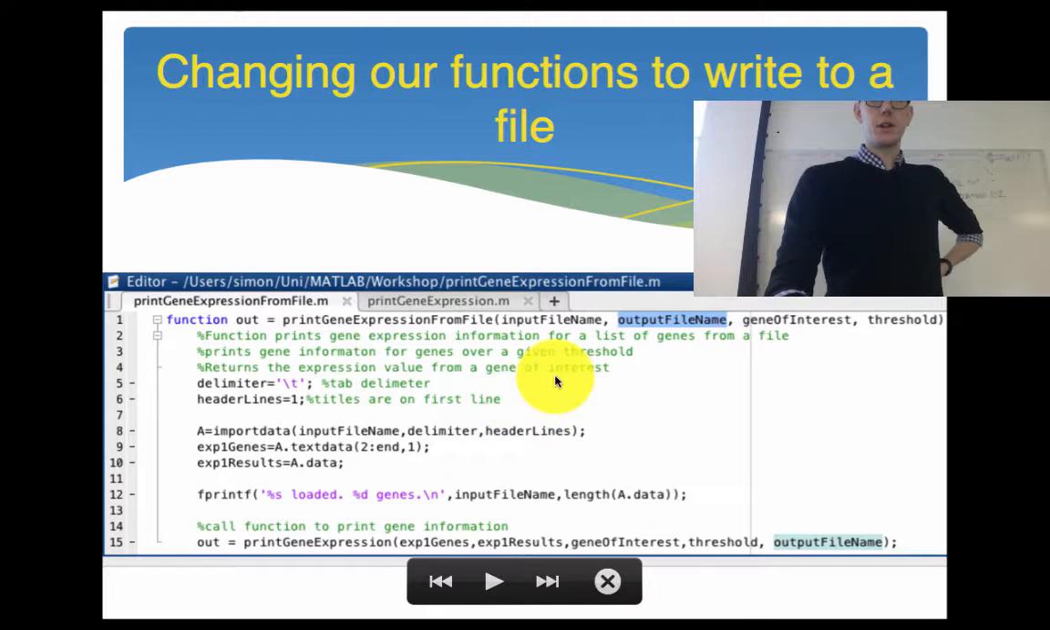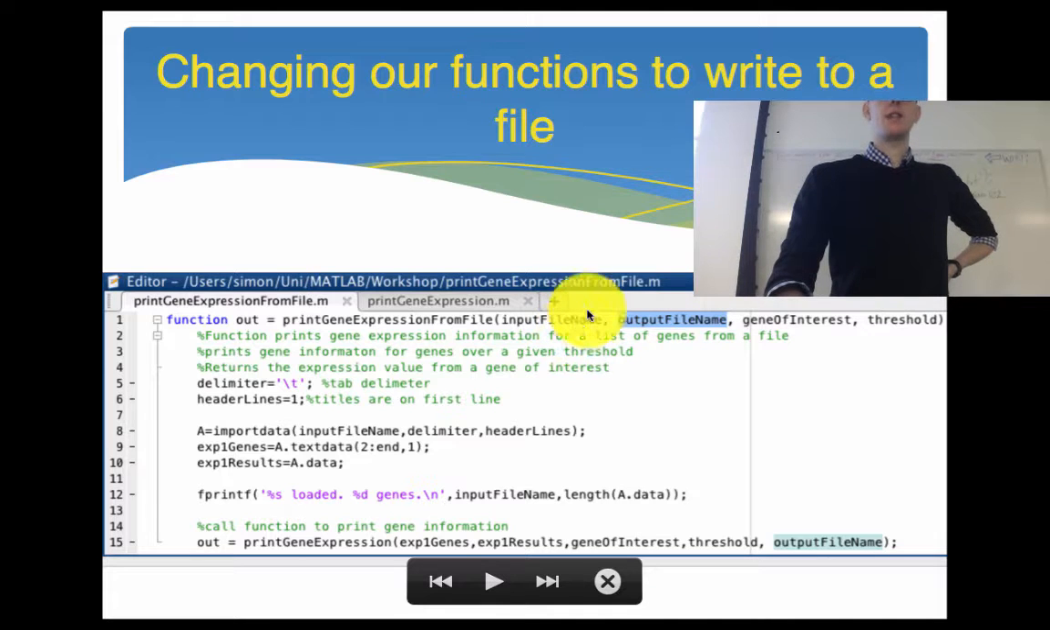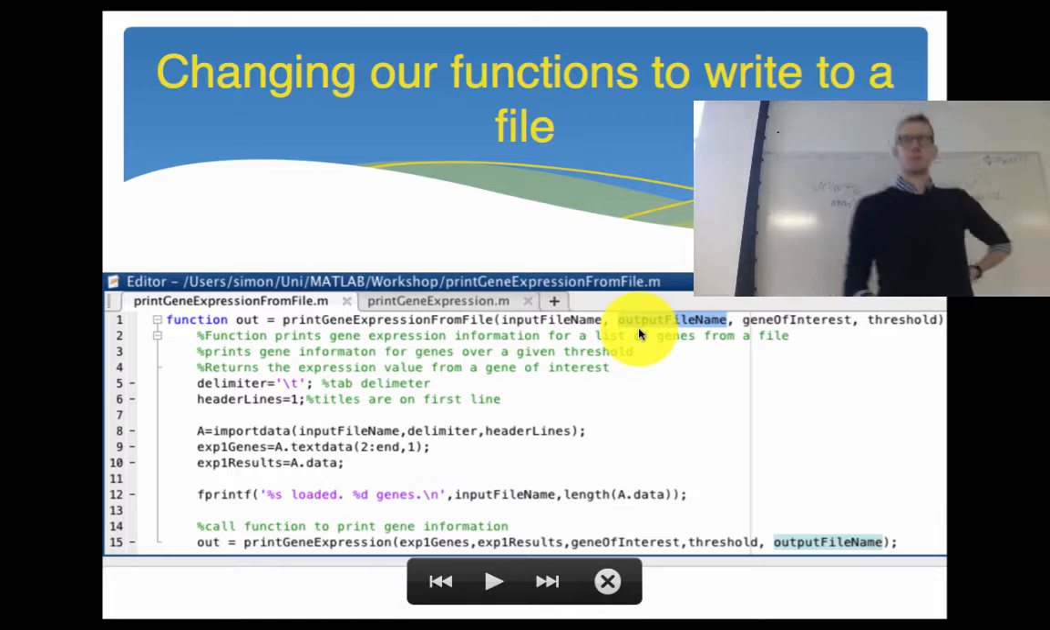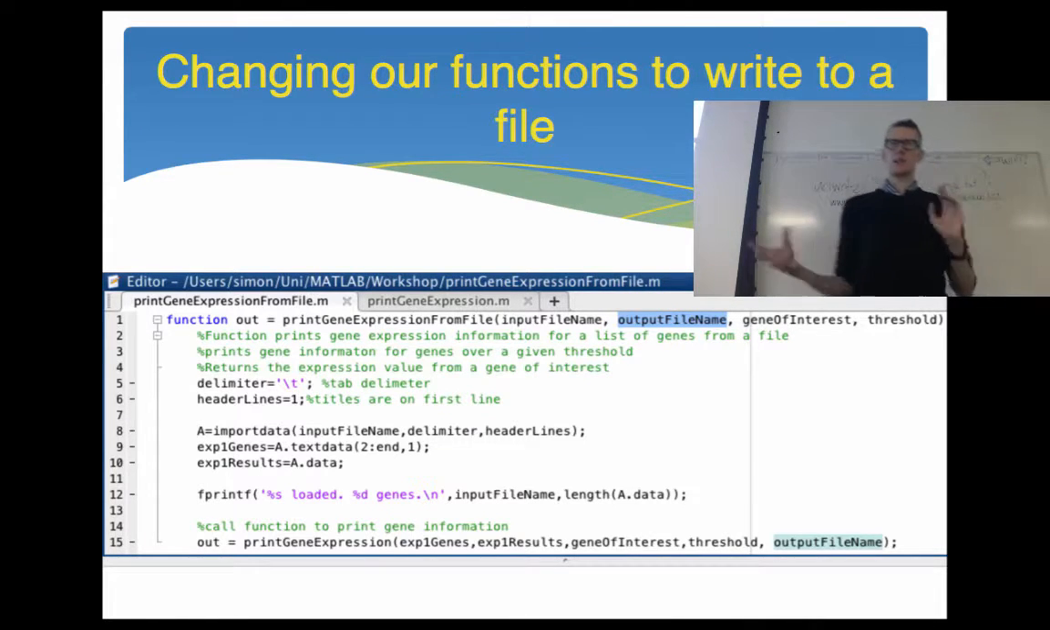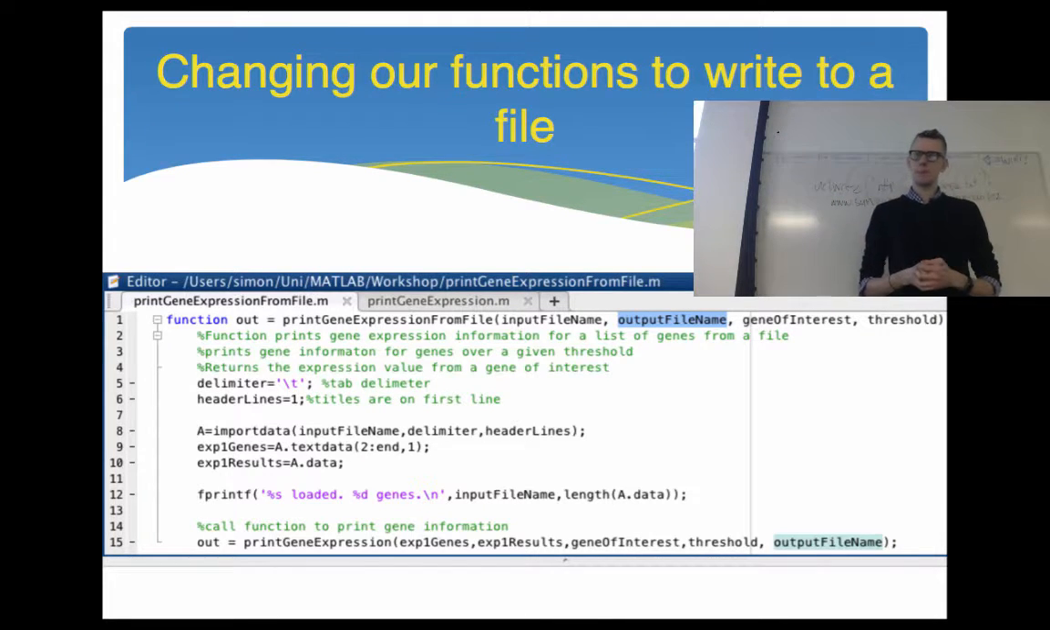The first thing we're going to do is add an extra input argument to our print gene expression from file function. You'll notice there's an output file name variable added here. We already had input file name, gene of interest, and threshold. Now we have an output file name as well. You can put that wherever you want in the argument order, as long as you're consistent and you remember where you put it, so that when you call the function, you give it the same order.